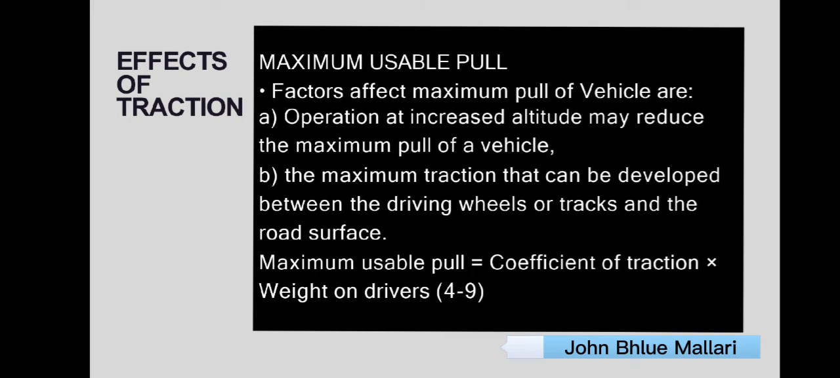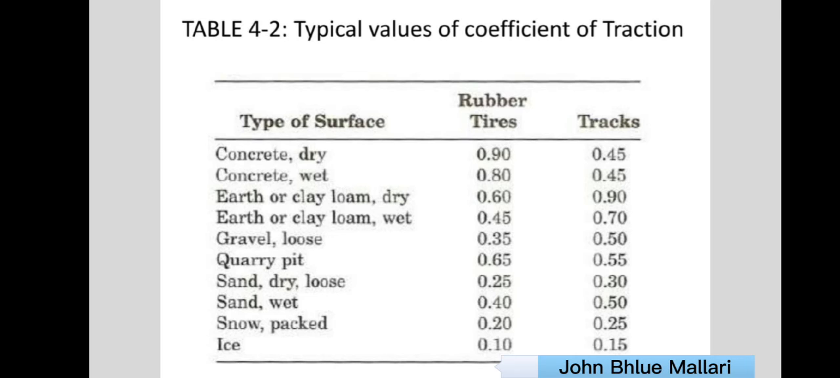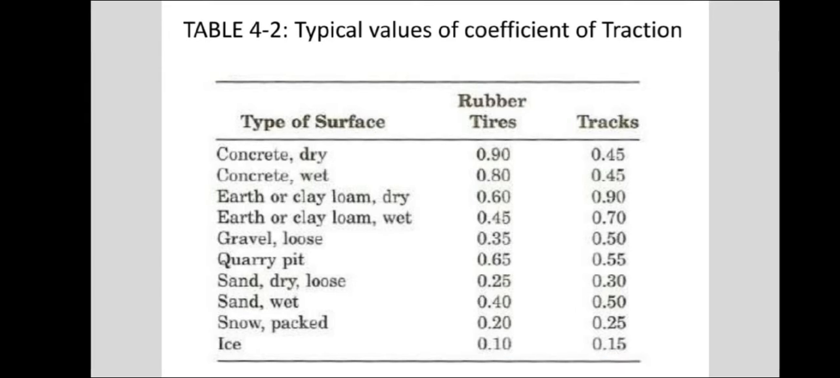Para makuha ang maximum usable pull, kailangan natin i-multiply ang coefficient of traction times weight on drivers. Dito naman makikita natin ang table na typical values of coefficient of traction. Based dito sa table, mas lumalaki ang rubber tires kapag ang type of surface is concrete, mapa-dry man or wet. Mas lumalaki naman ang tracks kapag nasa earth or clay, or when it comes na hindi siya about concrete, ganun yung types niya. So yun lamang po. Thank you.